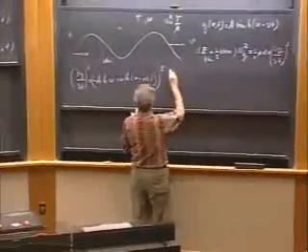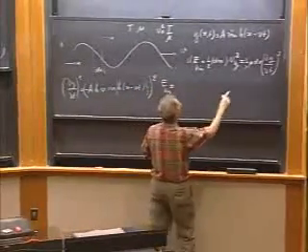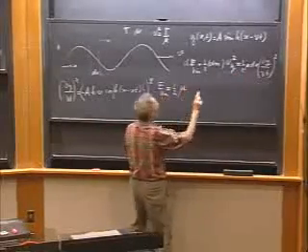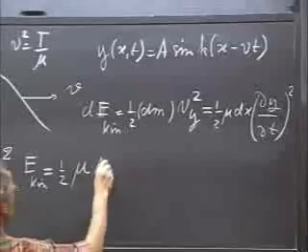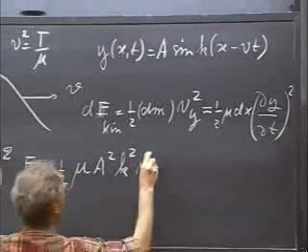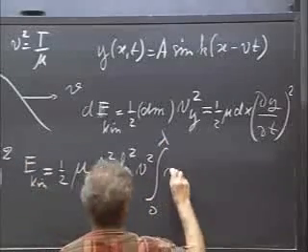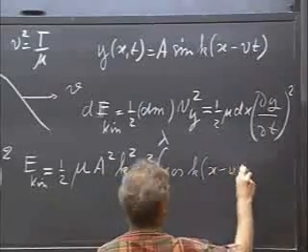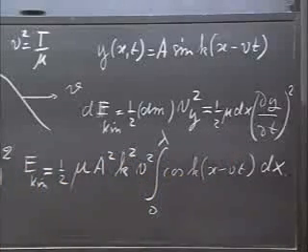I'm going to write down here now E kinetic. Now follow me closely. I have a half. I have a mu. And then I get the dy/dt squared, so I get an A squared. I get a k squared. I get a v squared. And then I get the integral from 0 to lambda of this function, cosine squared of (kx minus vt), and then I have my dx. That's what the integral is in the direction of x, yeah?